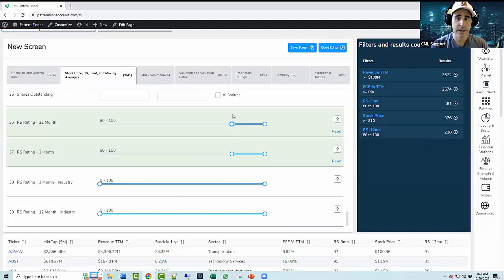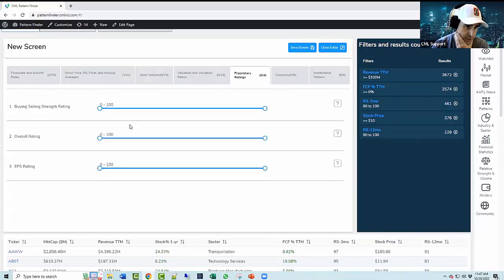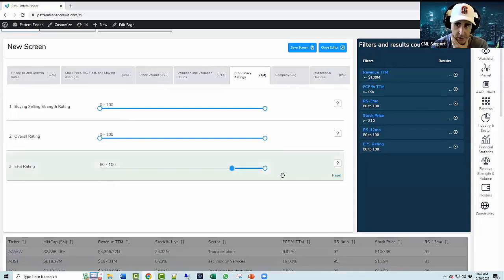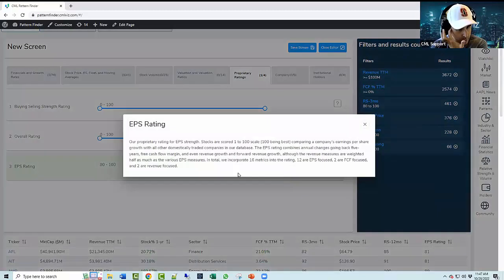Now I want to know that the fundamentals are strong. I know that I have the free cash flow is positive, but that's not really enough. So we have a proprietary rating called EPS rating. It's a proxy for fundamentals, and it's the same thing from 0 to 100. Want it to be 80. And you're like, yeah, dude, what is that? So you just click the question mark.